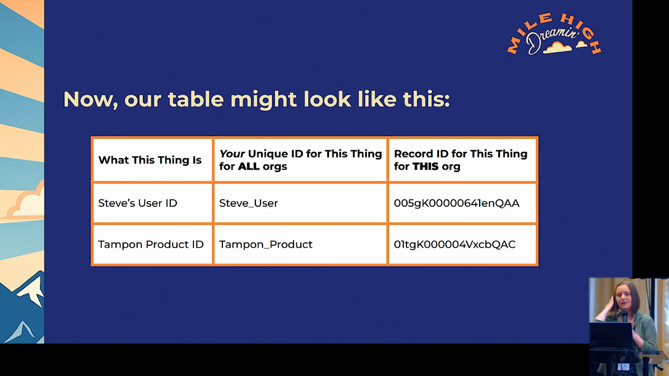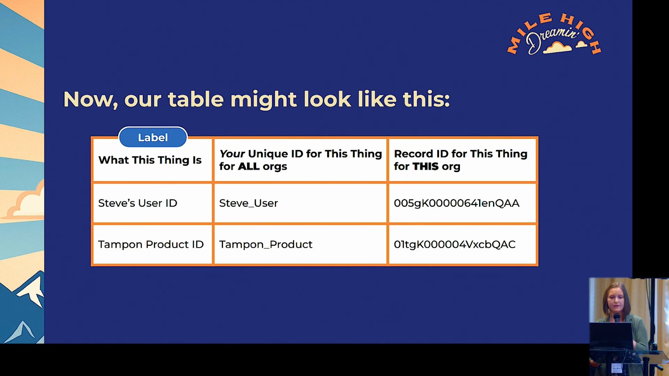All right, so using kind of the same format, now our table might look like this. So that first column is still just a descriptor of what we're storing. That second column is going to be our unique ID that we reference in our validation rules, formulas, flows, whatever. And that third column is going to store the record ID specific to that environment.